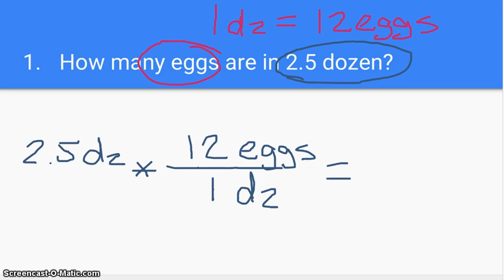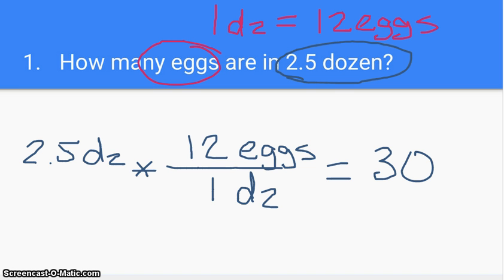So this turns into a multiplication problem. We look at our numbers here. We take 2.5 and we multiply it by 12 and then divide by 1. So 2.5 times 12 divided by 1 gets us an answer of 30.